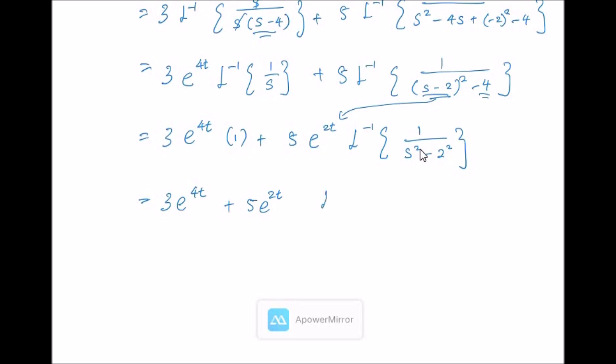So I have the inverse Laplace transform of here is 2, so 2 over s squared minus 2 squared. So 2 is an extra, so I need to divide by 2. So at the end I get 3 exponent 4t plus 5 over 2 exponent 2t sinh 2t.